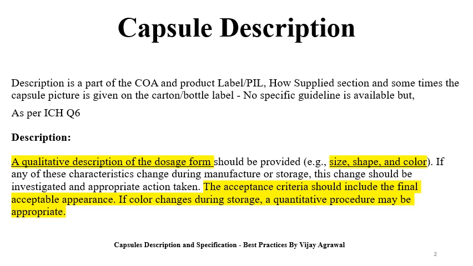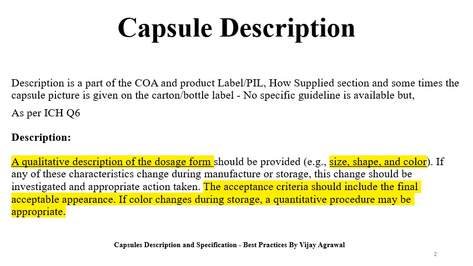See what the ICH-Q6 says about description. A qualitative description of the dosage form should be provided, that is size, shape and color. If any of these characteristics change during manufacture or storage, this change should be investigated and appropriate action taken. The acceptance criteria should include the final acceptable appearance. If color changes during storage, a quantitative procedure may be appropriate.